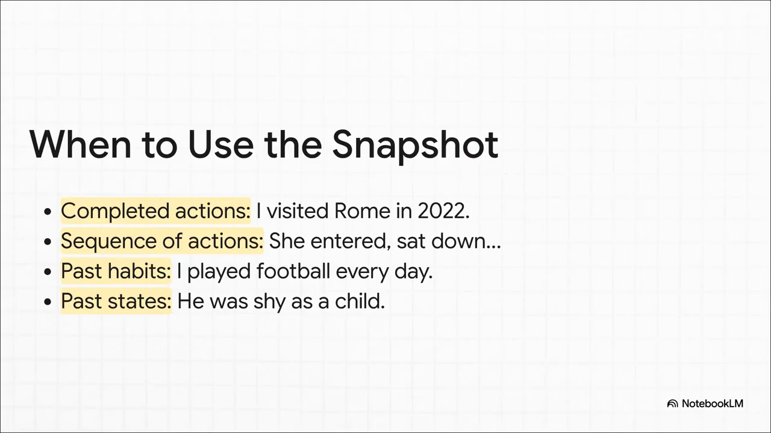So when do you whip out that camera for a snapshot? Well, you use it for any action that's totally finished, like "I visited Rome." You also use it to list a series of events one after the other, like a domino effect. "She entered the room, she sat down," and so on. It's also perfect for talking about old habits or what things were like in the past. The key thing to remember is all of these things are over and done with.